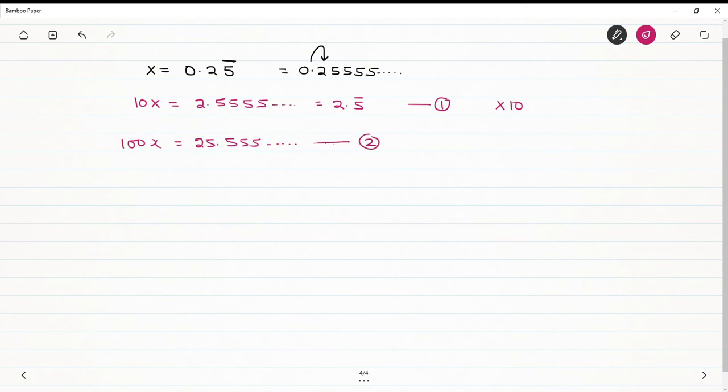So obviously, same method, you will say 2 minus 1. If I say 2 minus 1, 100x minus 10x gives me 90x, and on this side it is 25 minus 2, which will give me 23. So obviously the answer should be x is equal to 23 upon 90. 23 upon 90 is my answer, which is a recurring decimal written in the fraction form, or in the rational number format, which is p by q.